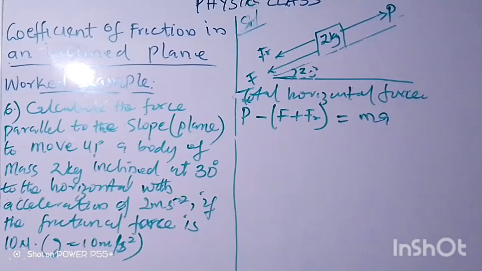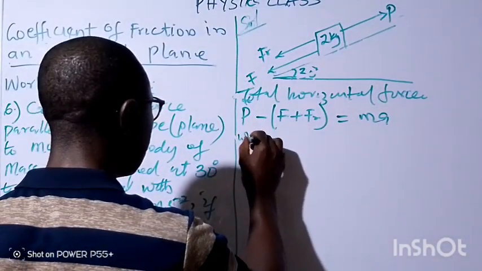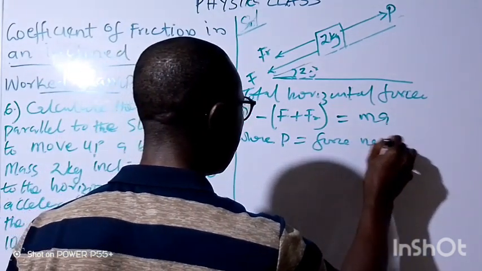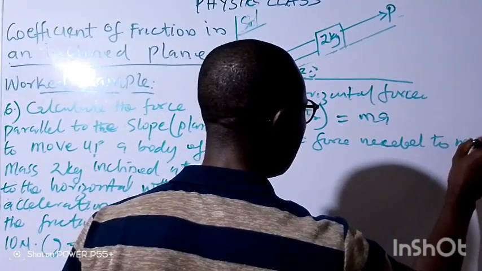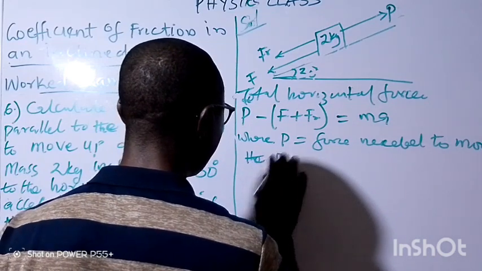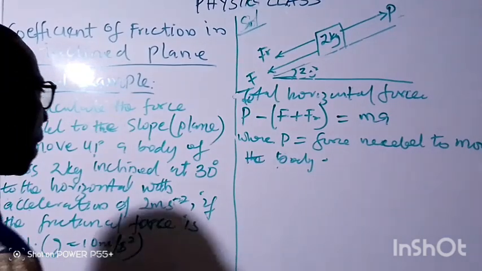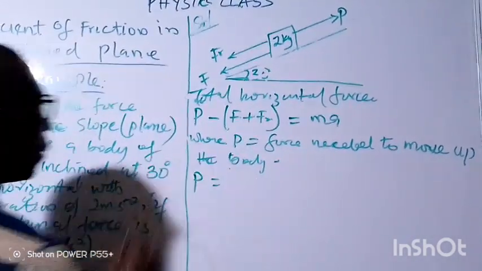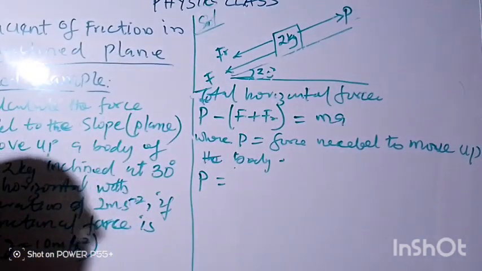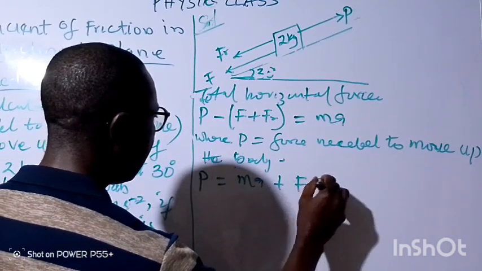That will be total horizontal force or total resultant force. And what do we need? We need force P, where P is equal to the force needed to move up the body. So if that is the case now, we can see P will be equal to, transferring all this down to this side, we are going to have ma plus F plus Fr.